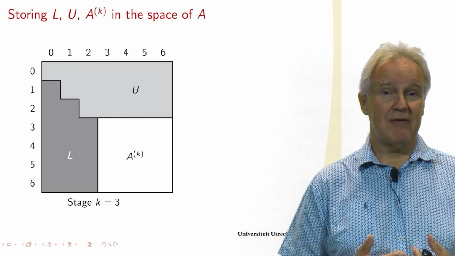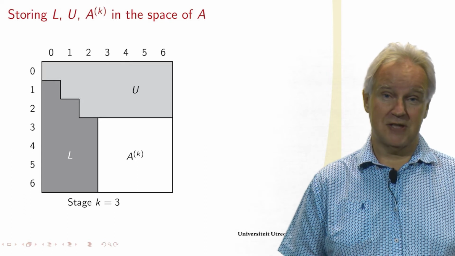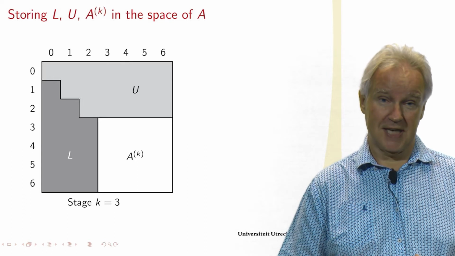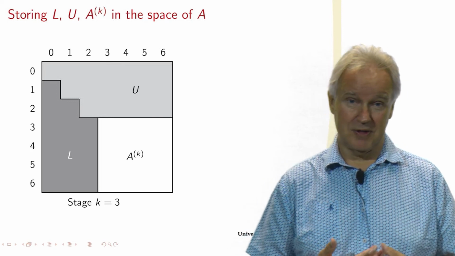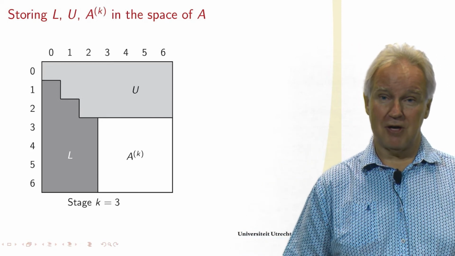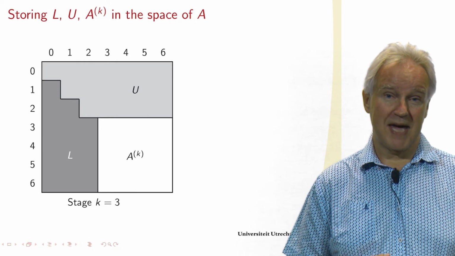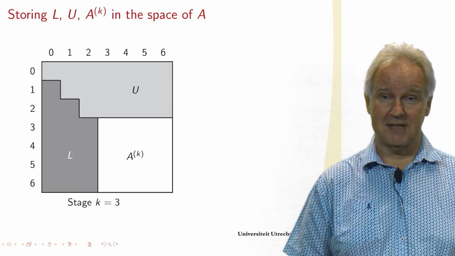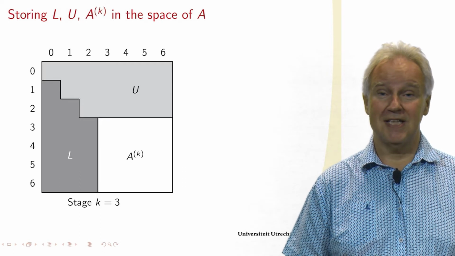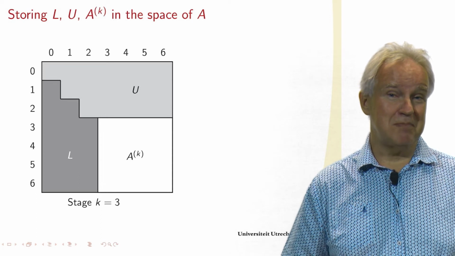So we have an L, a U, and a matrix A^k containing the elements aij with a superscript k. And we see that every time we compute a column of L, a row of U, and we have some remaining part of the matrix that we update. And they all fit nicely into one matrix. And we call that matrix simply A.